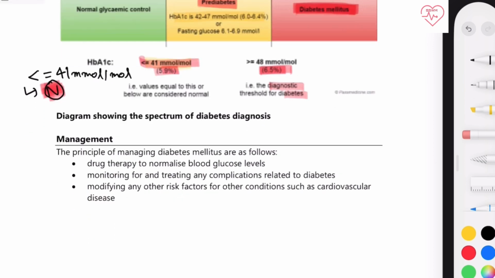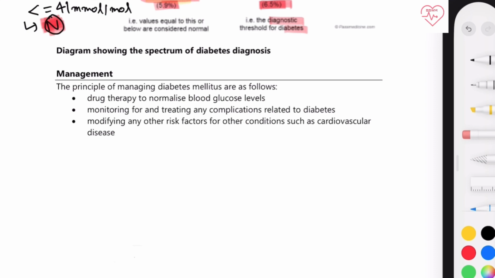Now we'll be learning about the management. The principles of managing diabetes mellitus are as follows. Drug therapy: there will be drug therapy to normalize blood glucose level. There will be monitoring for and treating any complication related to diabetes. There will be modifying any other risk factors for other conditions such as cardiovascular disease, right? So what I am telling you is drug therapy, monitoring and modifying other risk factors, as a person could have cardiovascular disease or other conditions.